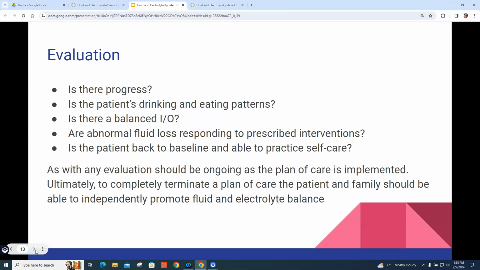And as with any evaluations, they should be ongoing as we plan the care. Of course, if they meet certain outcomes, then we can terminate them. However, a lot of the times it depends on the patient, and we might have to change what we're doing. So stay tuned, and we will work on a fluid and electrolyte imbalance care plan so that you can understand how to approach your fluid and electrolyte material.